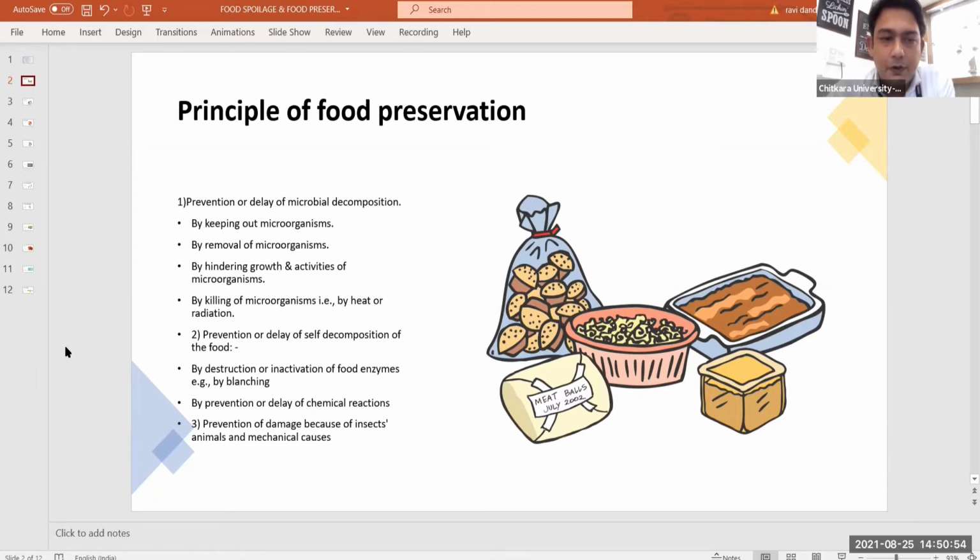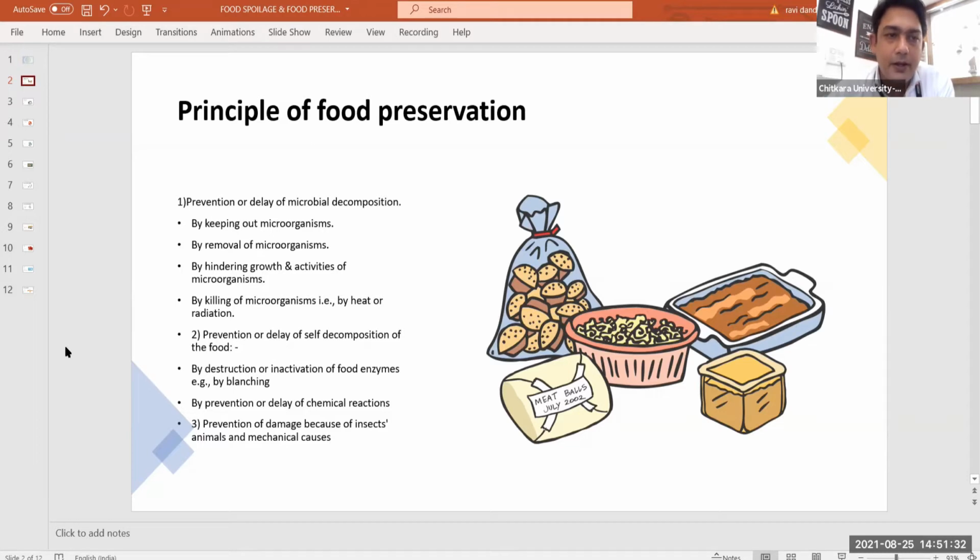And the last one is the prevention of damage because of insects, animals, and mechanical causes. In the last class we also discussed how we can remove these kinds of spoilage: we should keep the product, right from the field to the processing, in a safe and clean environment. That is how we keep insects and animals away from the food product and reduce the chances of microbial or any other kind of infection to the food.